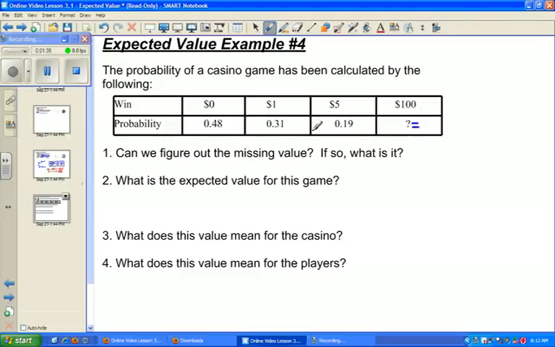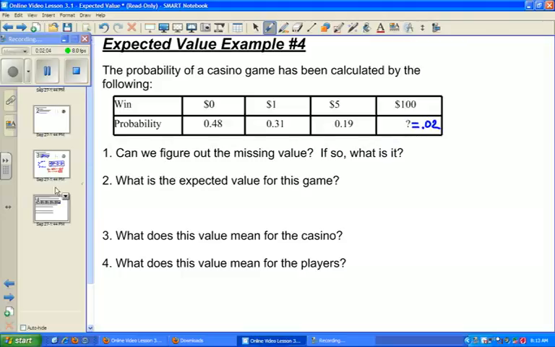Now, if you add all of these probabilities, you get 0.98. If I tell you it's 0.98, hopefully you know that this probability is 0.02. That's what's left. So, question 1, can you figure out the missing value? Yes. If so, what is it? It's 0.02. All probabilities have to add to 1.